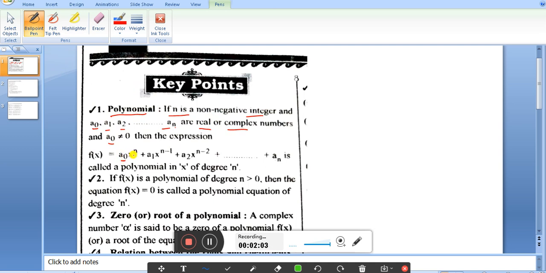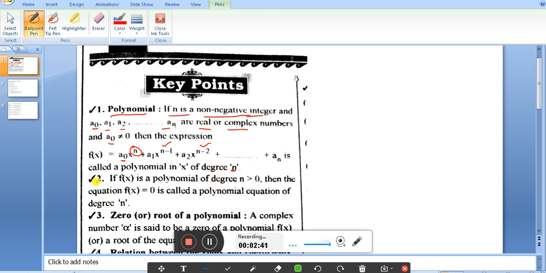Here the highest power is n, because when you compare all the powers n, n minus 1, n minus 2, this is the highest term. That's why this is a polynomial in x of degree n, and the variable power should be a non-negative integer. Those expressions are called polynomials, and the degree depends on the highest power. The highest power is n, so it is an nth degree polynomial.